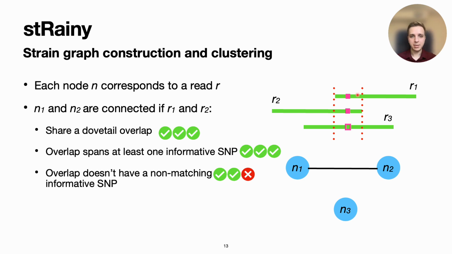So in this example, we see that the first and the second reads agree with this SNP, but the third read disagrees with the first two reads. So the connection is only between the corresponding nodes to the first and the second reads. So the third node will not be connected to any other nodes in this example.